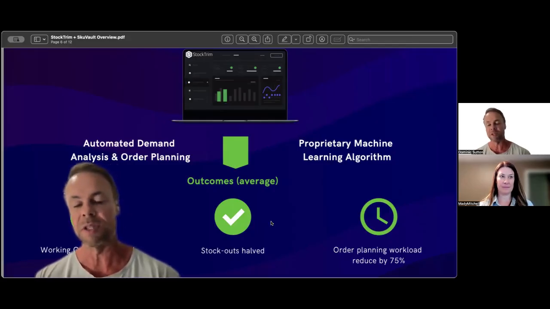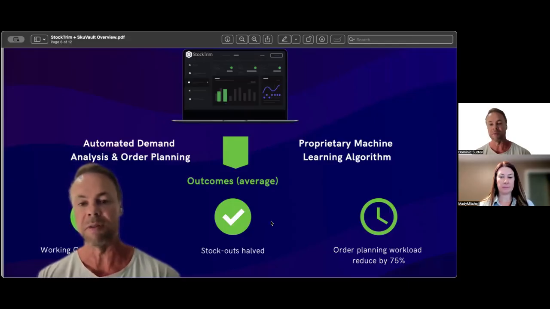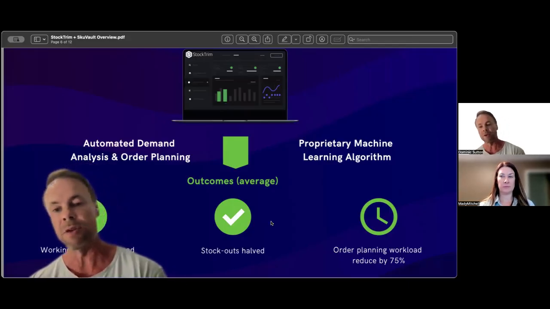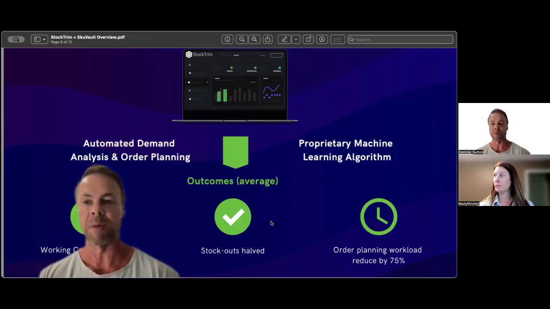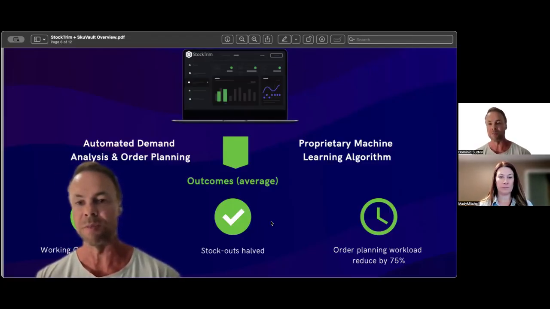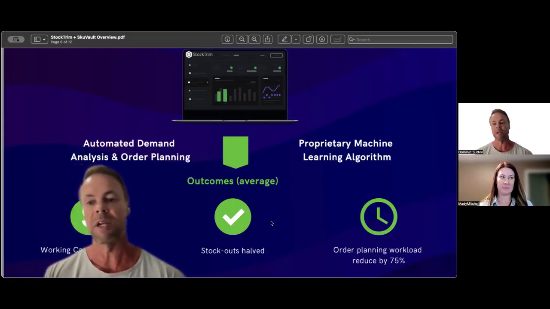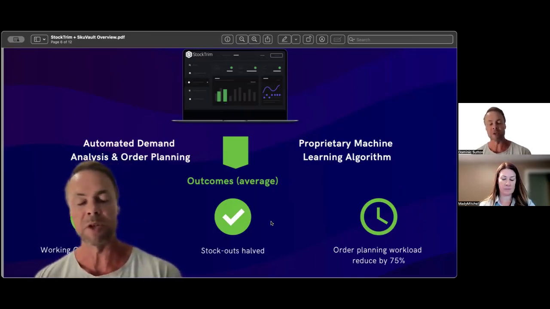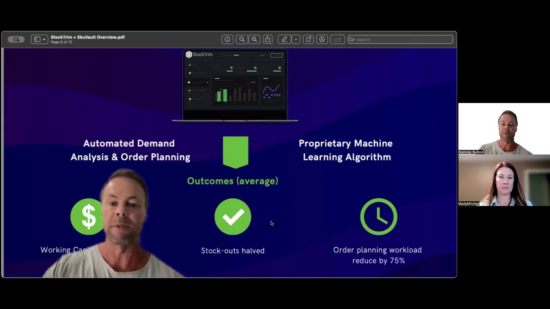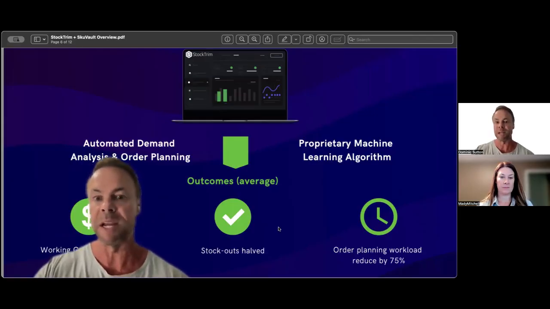This is a customer service issue, but also, if you're running a plant or you're building or assembling something, it halts production if you don't have the right materials on hand. And the third key one is the administration and planning workload that's reduced because of the automation, because of the smart algorithms. It really helps somebody, say an inventory planner or whoever it is in the business that plans the inventory, to speed that up.